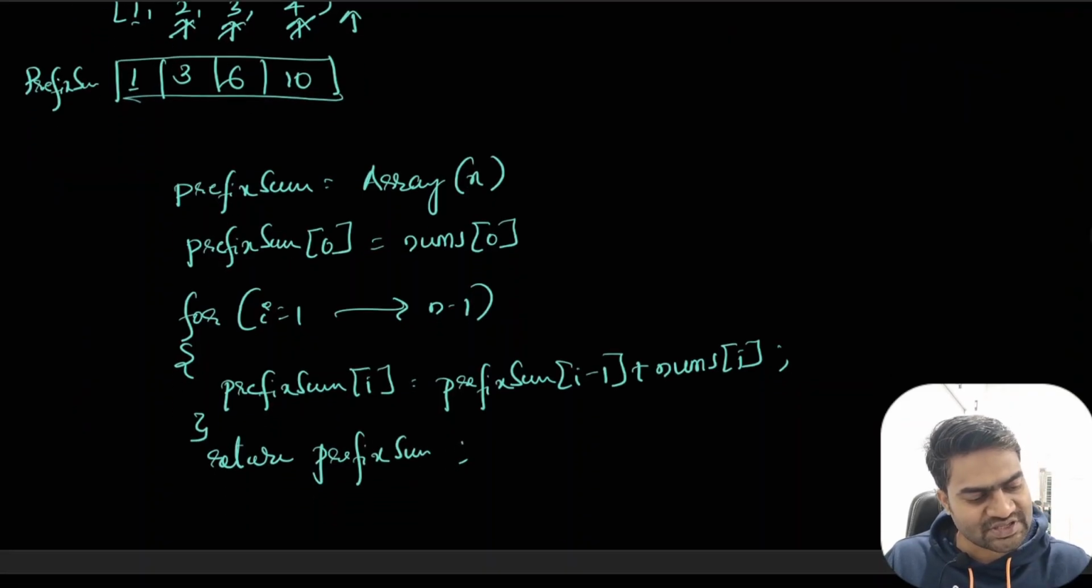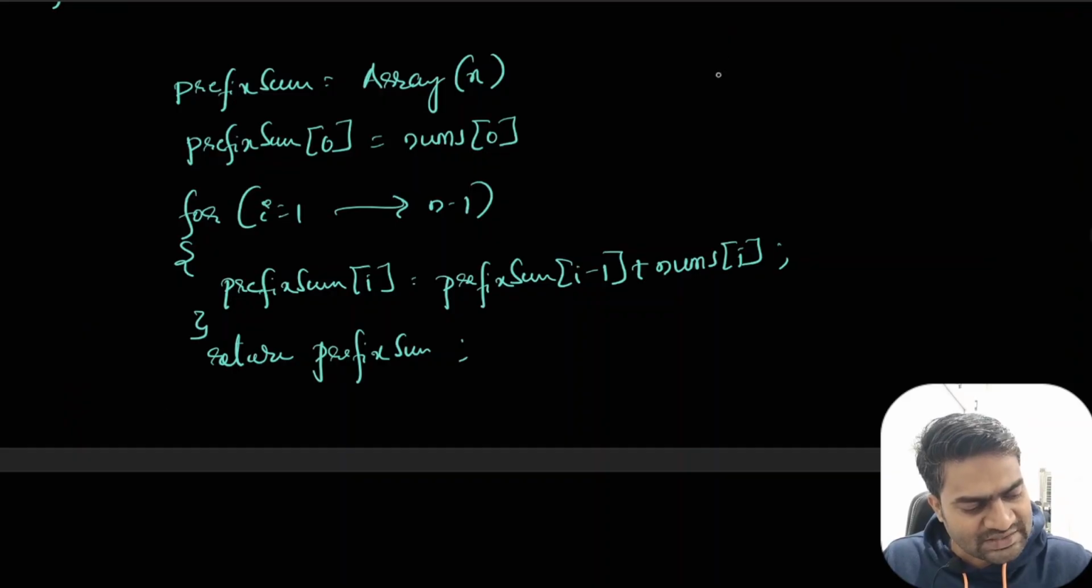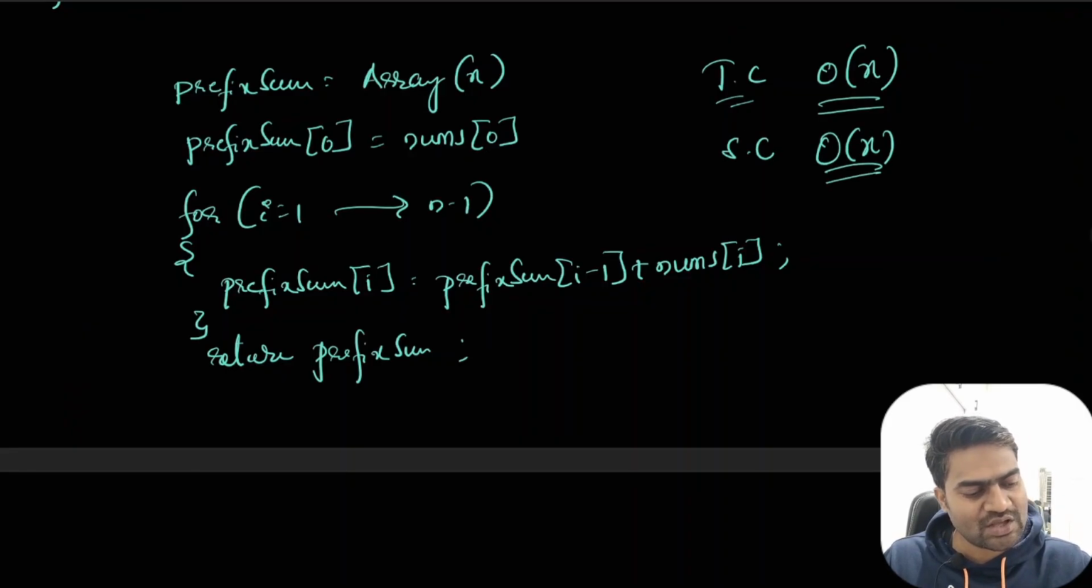Now if you see, we use only a single for loop. So what is the time complexity now? Our time complexity will be of order n, because we are processing this entire array in a single iteration. And what is the space complexity? It is again order n because we use this prefix sum array to store the values. So with that, let us execute this and see.